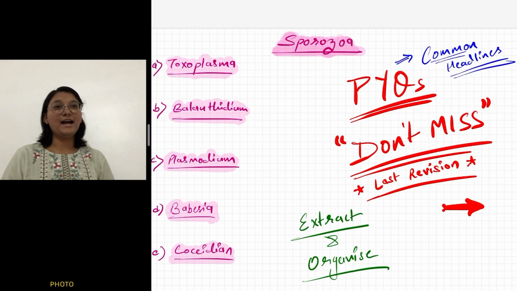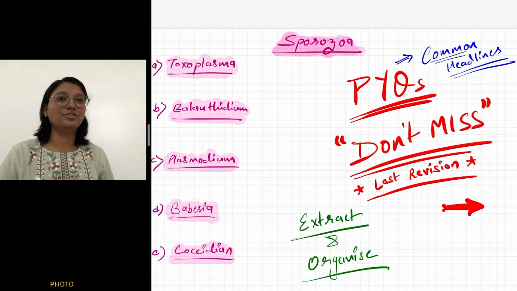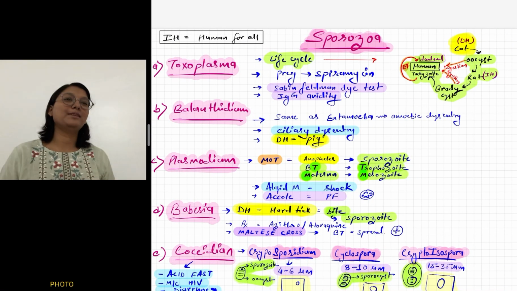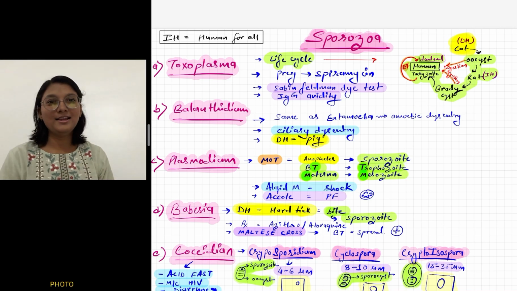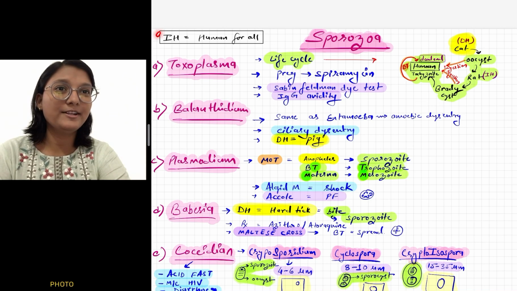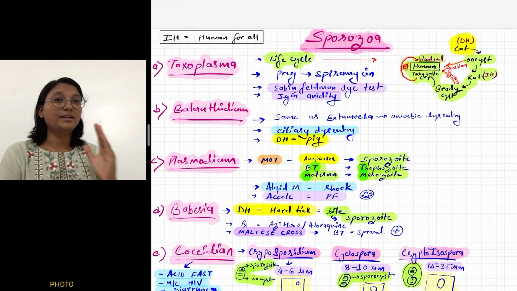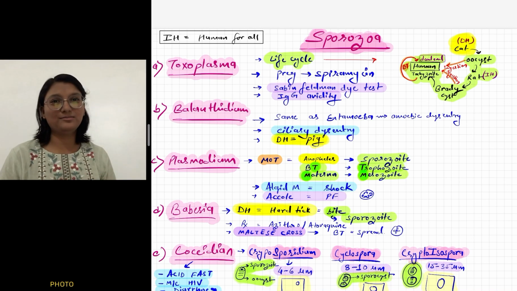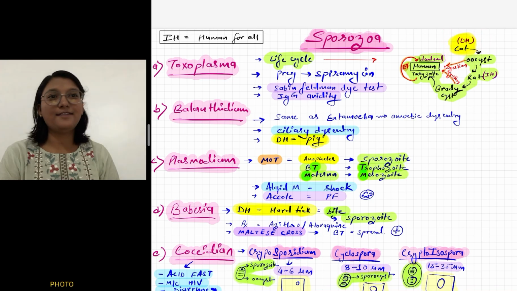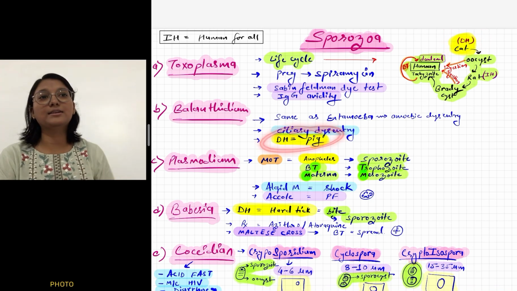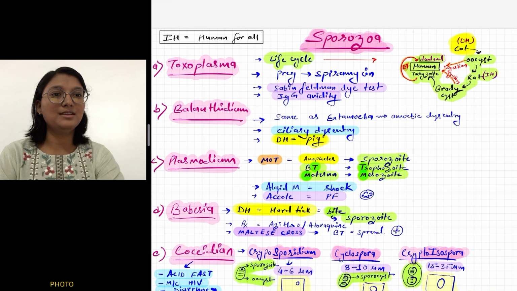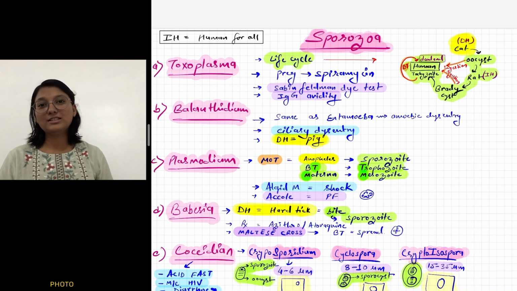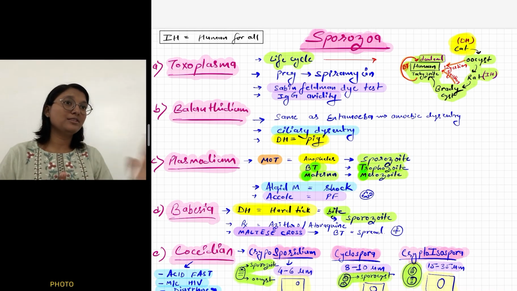Now coming to sporozoa, I will now show how I actually extract the question and organize them. So there are 5 sporozoa, and if I put all the previous year questions in one page, this is how it looks like. And now what I extracted is the intermediate host of all is human, but they don't ask the intermediate host, they ask the definitive host because it is different for all the 5 sporozoa. So you can see definitive host is cat for Toxoplasma, for Balantidium it is pig, Plasmodium is Anopheles, and Babesia it's hard tick.